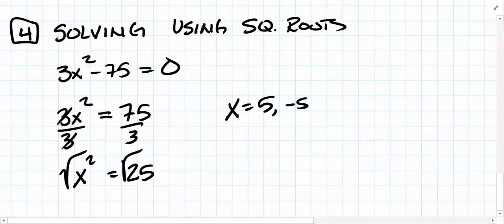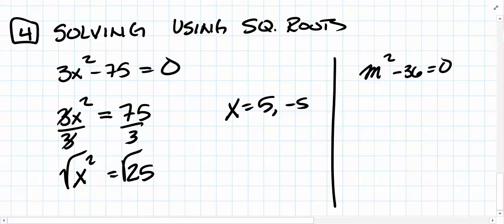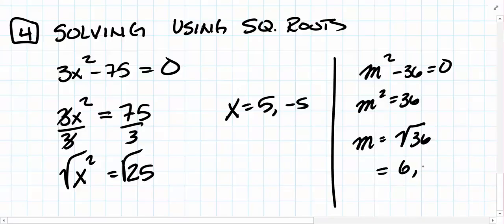What if I gave you something like m squared minus 36 is equal to 0, and I ask you to solve by just using square roots? M squared would have to be 36, then what? Square root of 36, so m could either be 6 or negative 6. I should actually be putting the plus or minus on the outside, because the principal square root of 36 is just 6. But if I put the plus or minus on the outside, I'm indicating that there are 2 answers for you: 6 and negative 6.